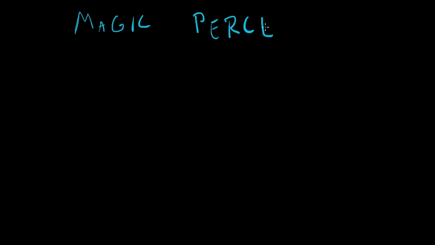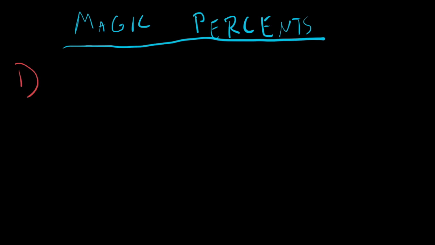Now, what I mean by this is that there are certain percents that are very easy to find, that will allow us to find other more difficult percents by breaking those percents down. Now, the first magic percent is going to be 50%. We've already talked about this some, so we're just going to review it here.